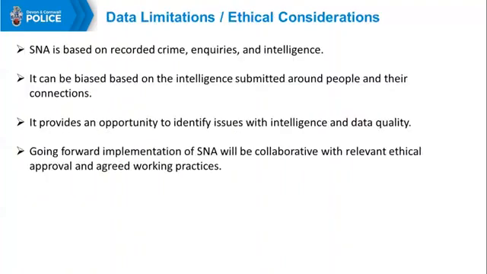Throughout the project, we've been aware that there are potential ethical issues with using intelligence in network analysis. For example, if there had been a particular operation where increased intelligence was submitted about a group of individuals, this could be reflected in our network and create bias. Also, so far, we haven't taken into account the grading of the intelligence, so some of it could be unreliable.